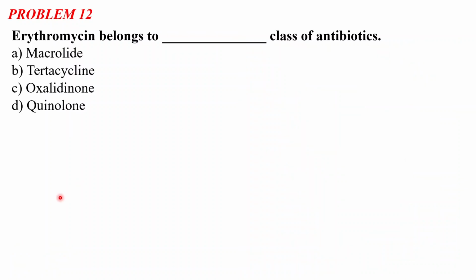So now problem number 12 says erythromycin belongs to dash class of antibiotics. Options are number A, macrolide, number B, tetracycline, number C, oxazolidinone and number D, quinolone. Which class of antibiotics does erythromycin belong to? I think it is a very easy question and I know all of you can answer it correctly. So just take 2 minutes and all of you answer this in the chat box. Erythromycin belongs to which class of antibiotics? Macrolide, tetracycline, oxazolidinone or quinolone?